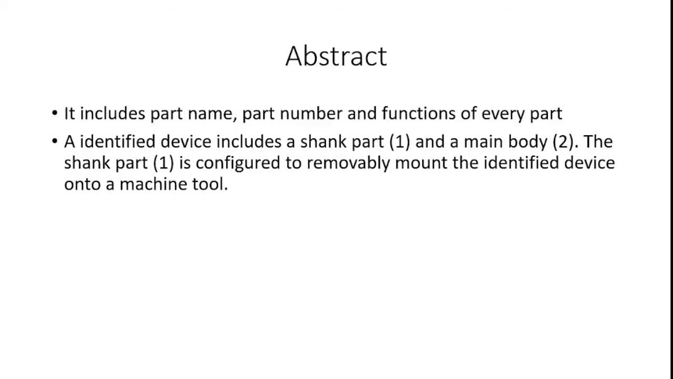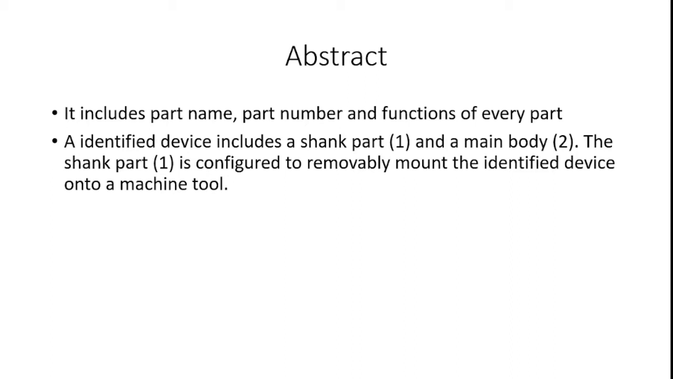So how can I write the abstract? For example, if I consider any invention, then every invention should have components, assembling of components with each other, so I have to give the part name for the particular part, and also I assign the number for that particular part with the aid of functions. For example, an identified device includes a shank part and a main body. I can tell one example.